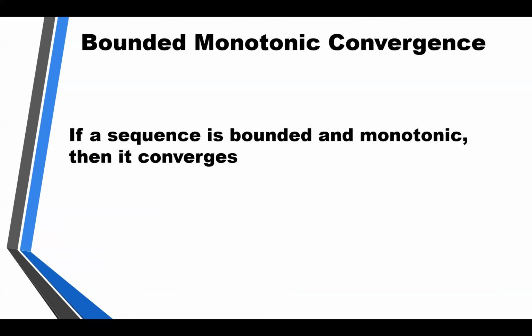So there is a rule given in the book called the bounded monotonic convergence rule that says if a sequence is bounded and monotonic, then it is going to converge. It doesn't tell us what it converges to, because it might flatten out before it hits that M. It might flatten out before it hits that L. If it's decreasing, it might flatten out before it hits the L. If it's increasing, it might flatten out before it hits the M.